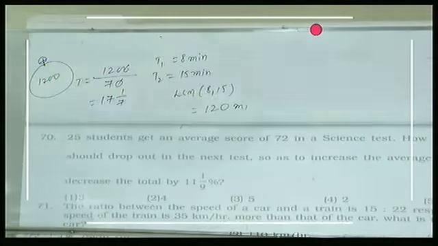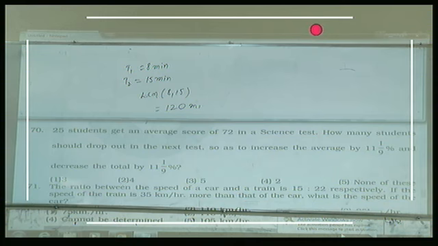Next, 70th. 25 students get an average score of 72 in a science test. How many students should drop out in the next test so as to increase the average by 11 1 by 9% and decrease the total by 11 1 by 9%? Average increase of 11 1 by 9%.